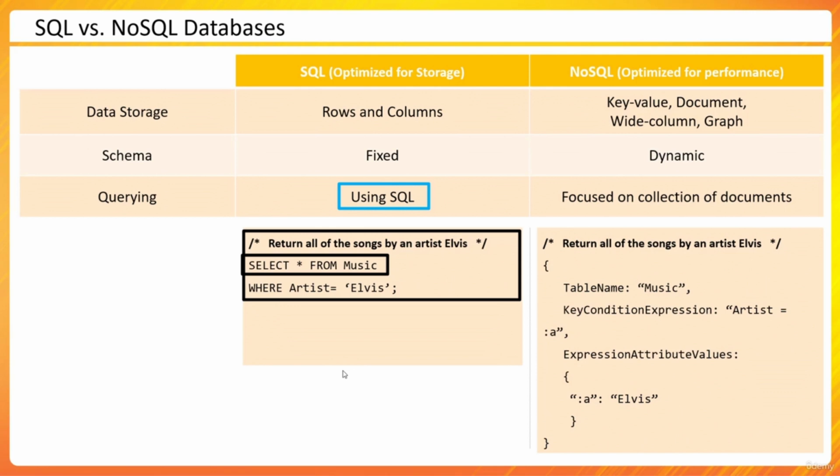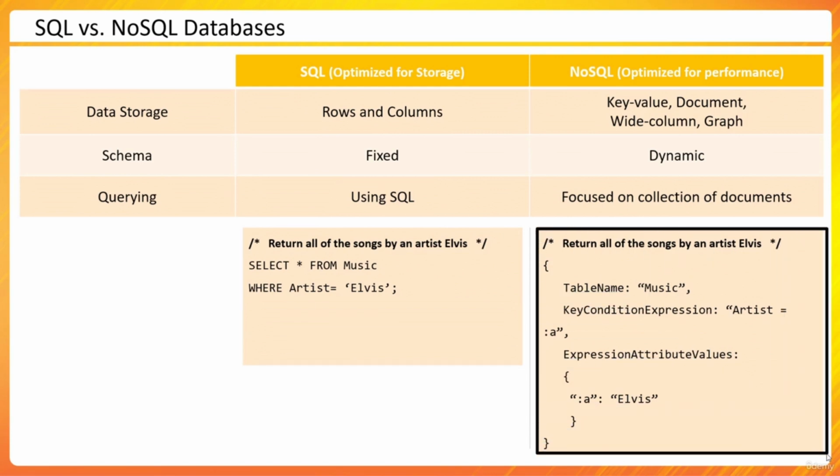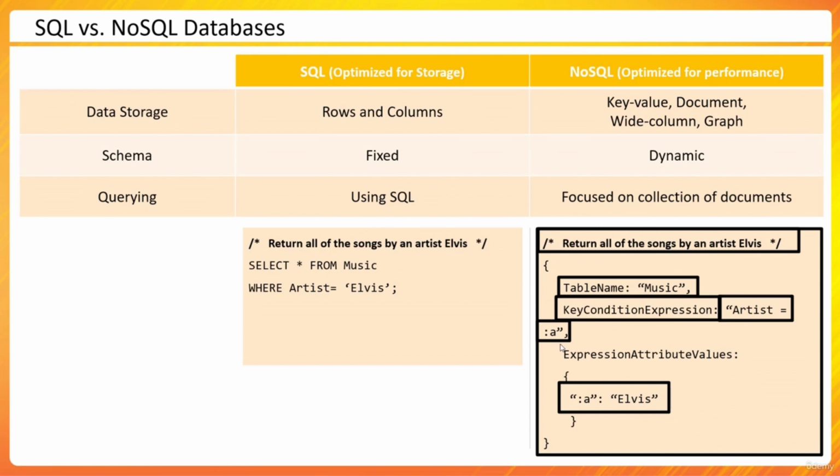Now I could write a similar type of query for NoSQL databases too, but the format would be different. Like here, see this. What am I looking for? I am looking for the same thing: return all of the songs by the artist Elvis. So here I am specifying my table name is music and I am creating a key condition expression which says artist should be equal to the value variable A, and variable A's value, or attribute value, we have provided is Elvis.